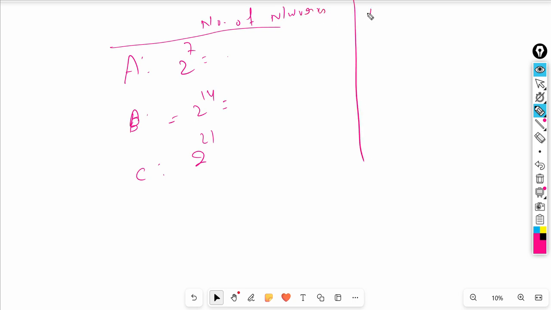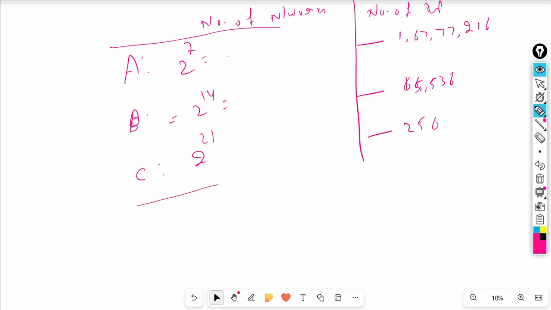And the number of IPs in each network: in class A, 1 crore 67 lakh 77,216. In class B, 65,536. In class C, 256 IPs in each network, right? This is how to identify the number of networks in each class.